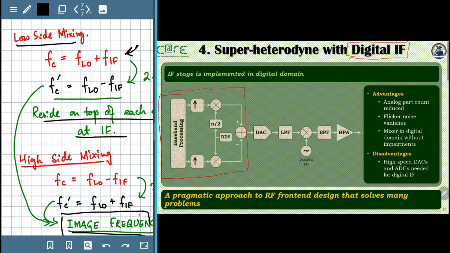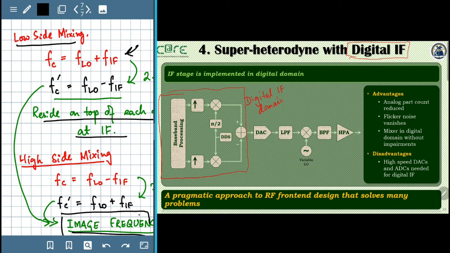So all this part is now implemented in the digital domain. And because the intermediate frequency is generated right in the digital domain, we call this superheterodyne with digital IF.